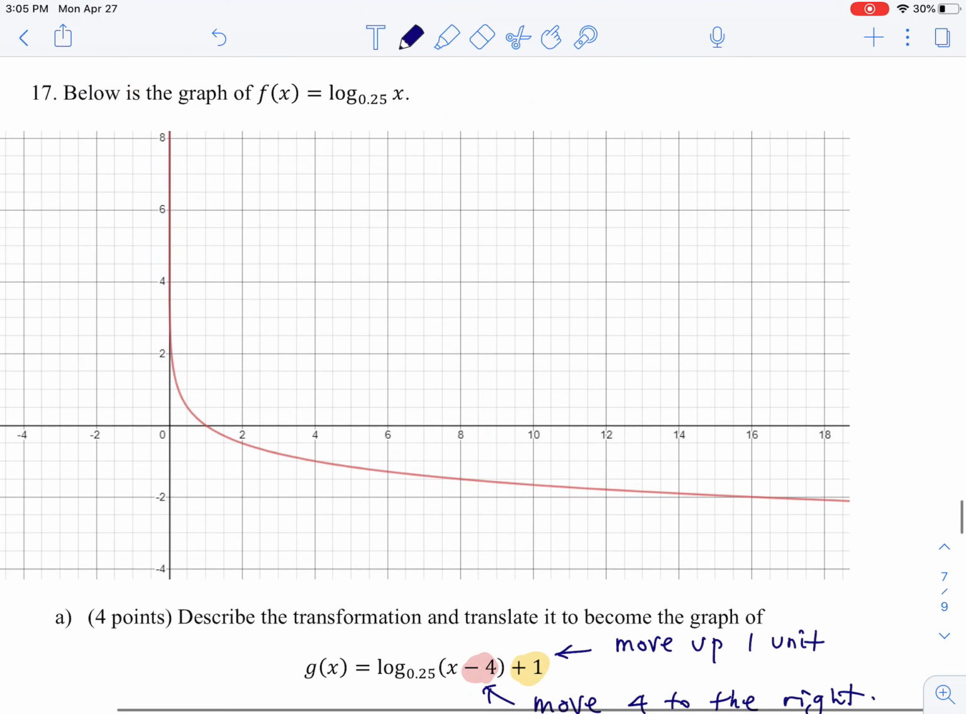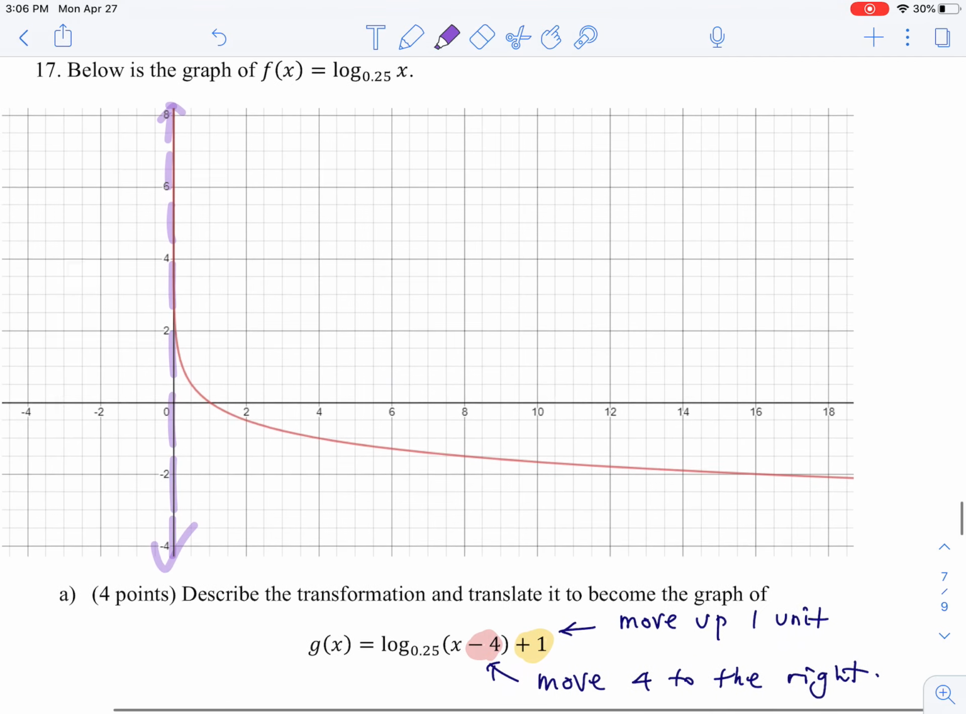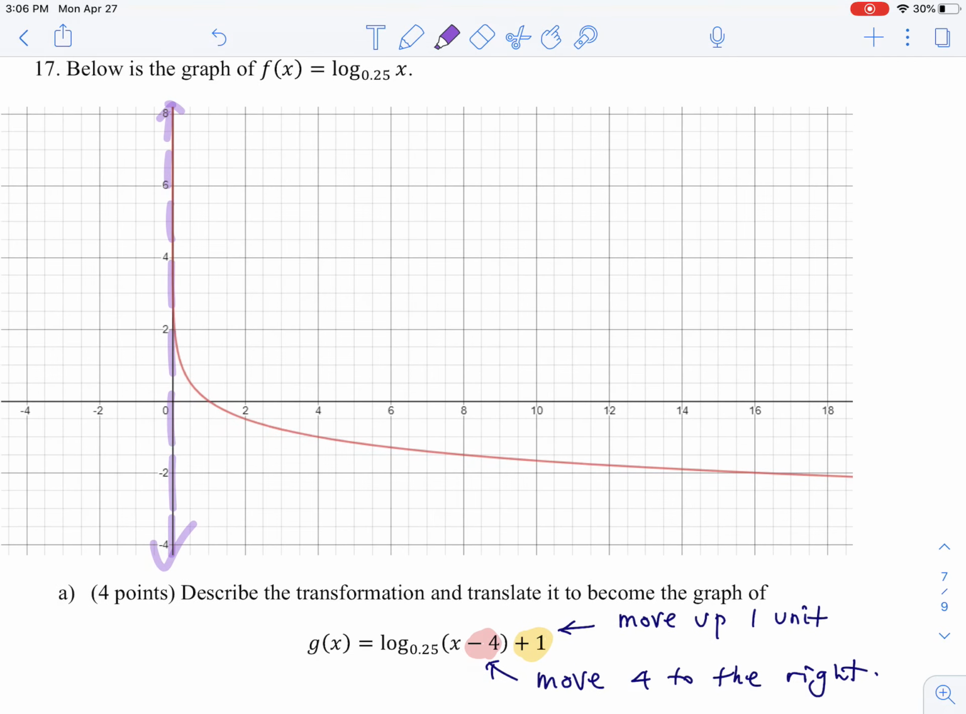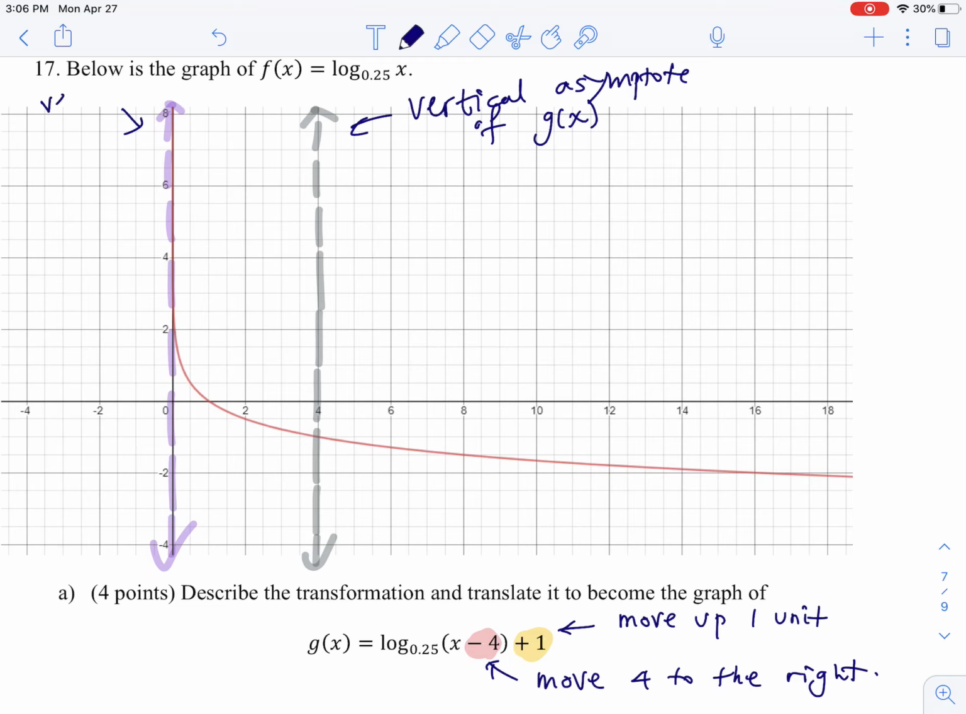First, take a look at the vertical asymptote of this graph. We have a vertical asymptote at x equals 0, before any kind of horizontal translation. Moving this vertical asymptote 4 to the right, the new vertical asymptote will be at x equals 4. This is going to be the vertical asymptote of g of x, and the purple one is the vertical asymptote of f of x, right?